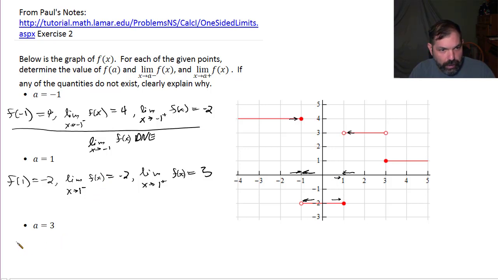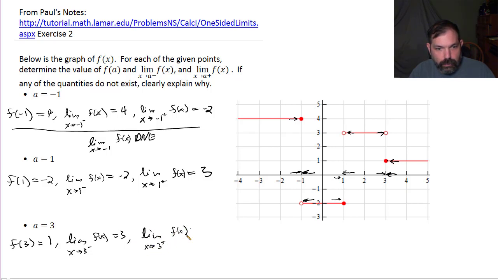All right, what if a is 3? F of 3. F of 3 is 1. The limit with x approaching 3 from the left of the function. As x approaches 3 from the left, the output is approaching 3. And if x is approaching 3 from the right, the output is approaching 1. Okay, so just reading the graph carefully.